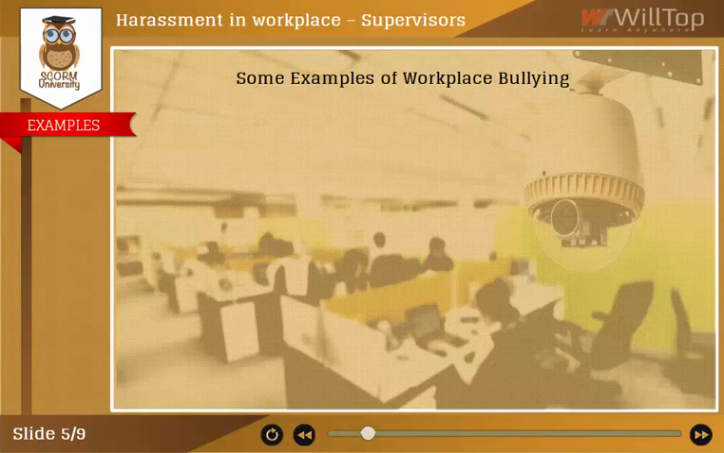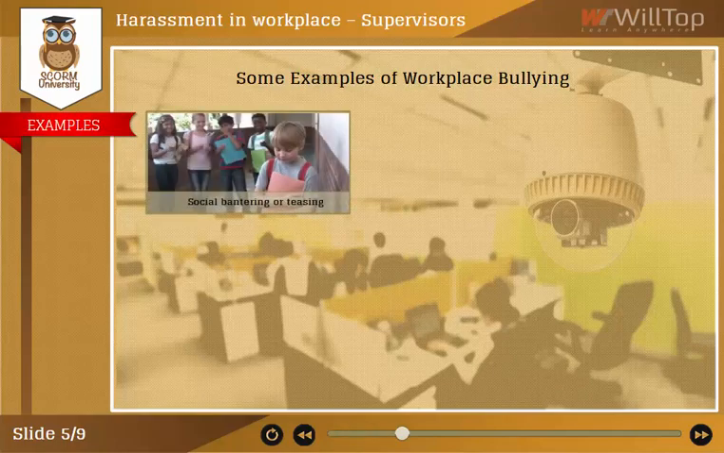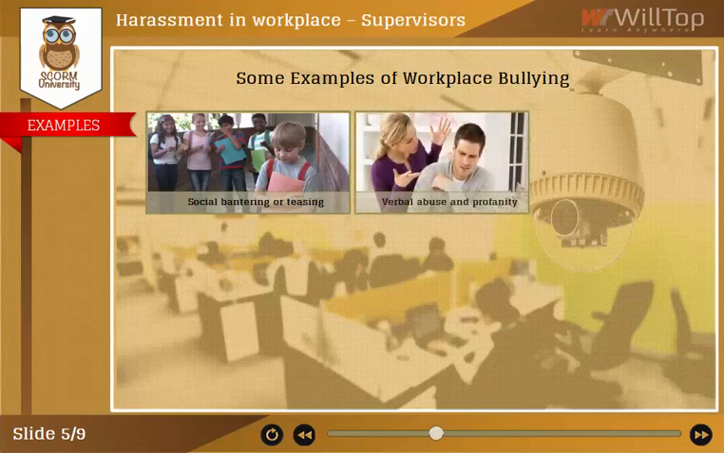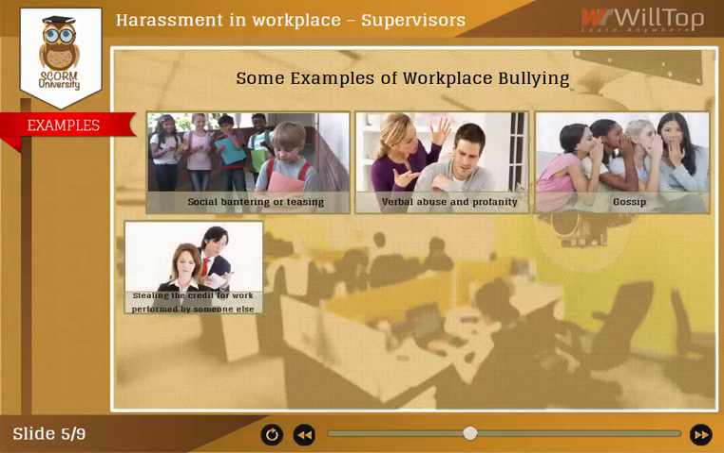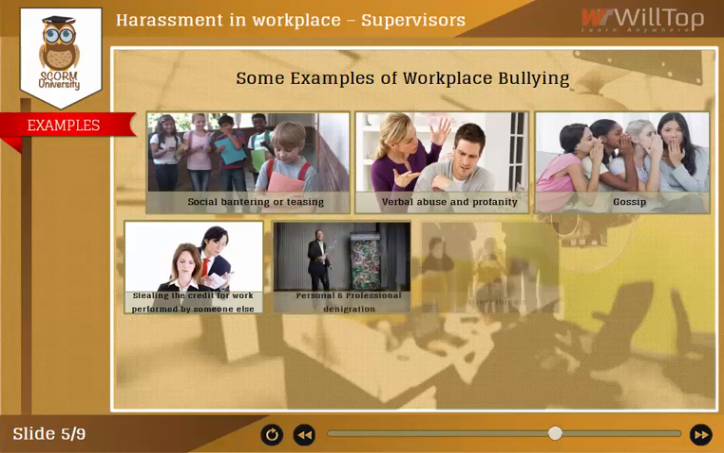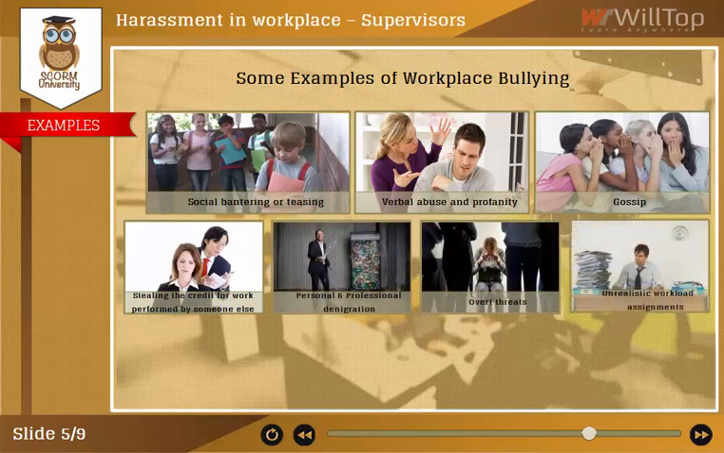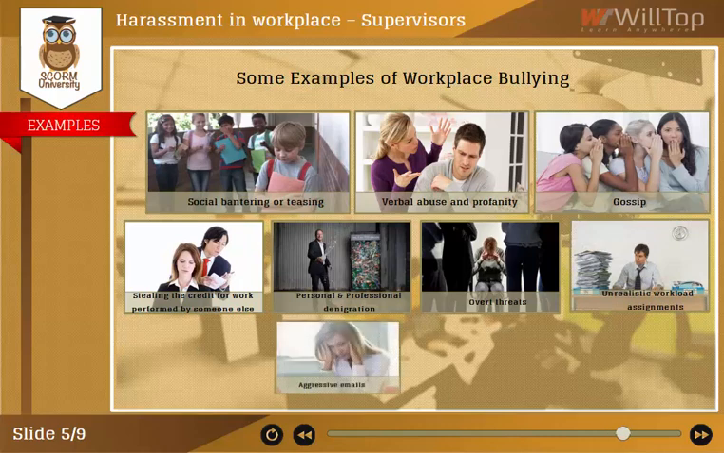Some examples of workplace bullying: social bantering or teasing, verbal abuse and profanity, gossip, stealing the credit for work performed by someone else, personal and professional denigration, overt threats, assignment of an unrealistic workload, aggressive emails, professional exclusion or isolation.